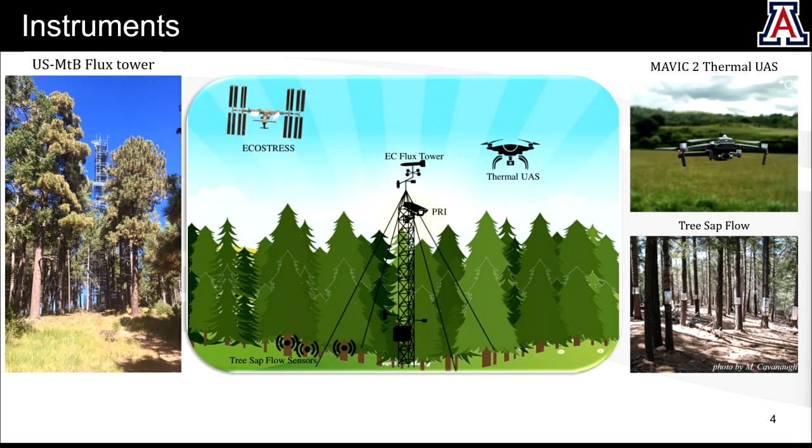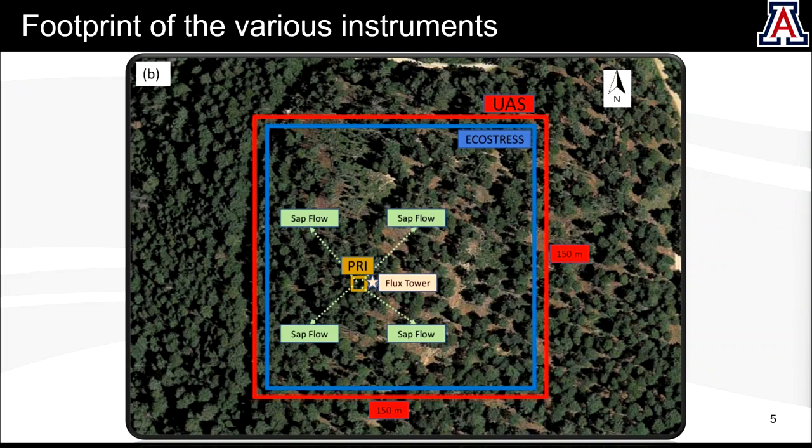These are the instruments that we used in this study: a thermal drone over the Mount Bigelow Flux Tower that has a network of 3 sap flow sensors and PRI camera, along with the ECOSTRESS satellite mission. The various instruments' footprints are shown here. The footprints of our thermal flights and ECOSTRESS are almost matched, but PRI and sap flow footprints are much smaller.